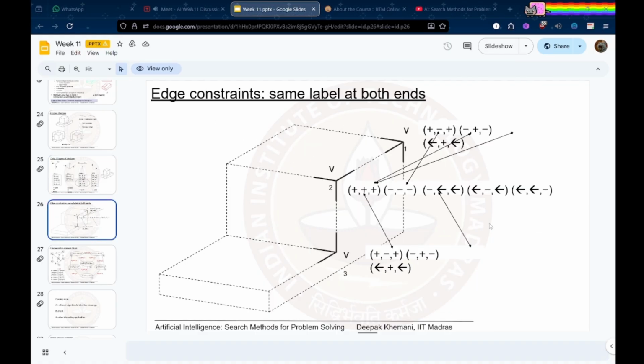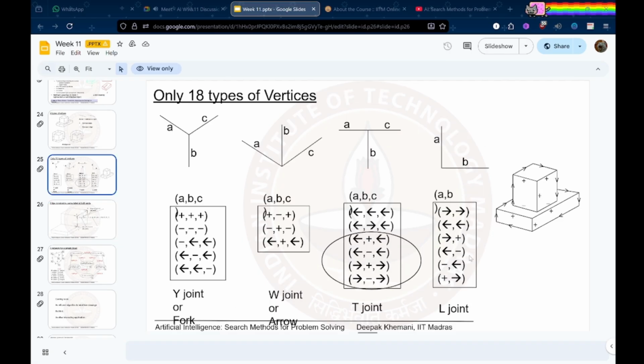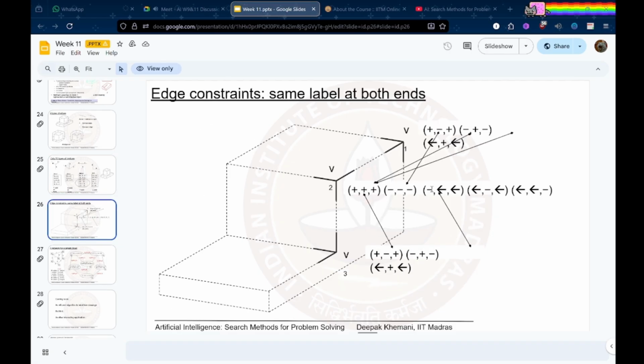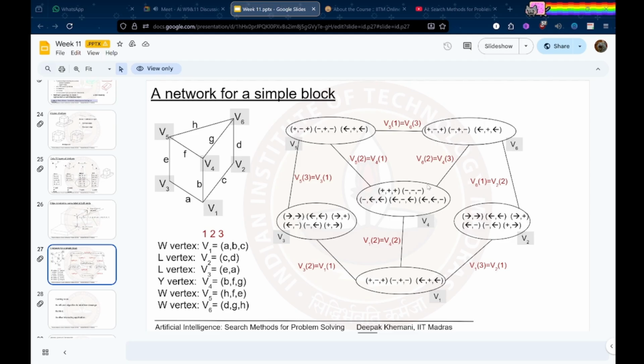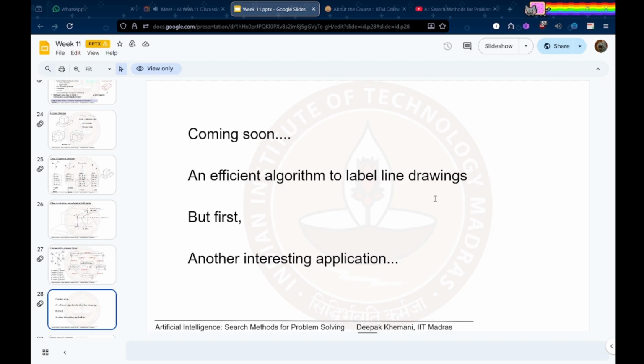Then there are the edge constraints. These are the constraints, not something to memorize, I suppose. And then there's the connection.